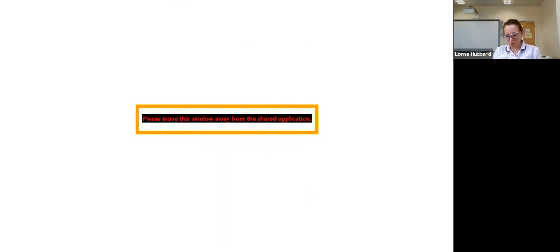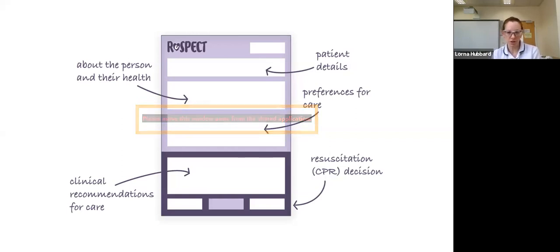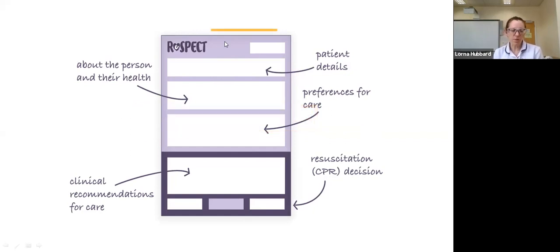And then lastly, we've just got a reference to the respect form here, which replaced the DNACPR form in 2018, to make it a more shared decision. And it's not just a black and white decision of are you for resus or not. There may be different elements of escalation of care involved in that. So it's got a bit more detail, and you find that on PPM.